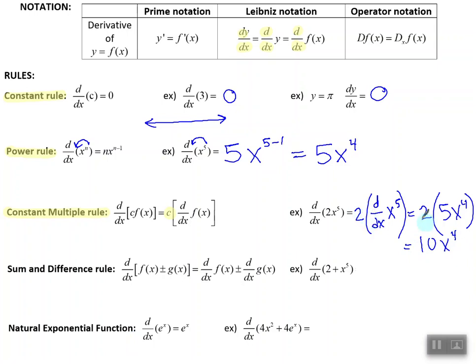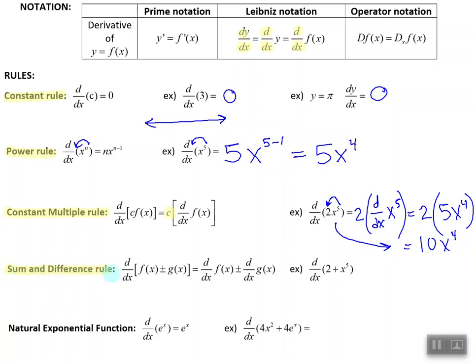A quicker way to think about this is take that 5, and without moving the 2, multiply the 5 times the 2, and right away come up with 10. So straight from here to here, 5 times 2 is 10, and then we subtract 1 from that exponent. Our new exponent is 4.